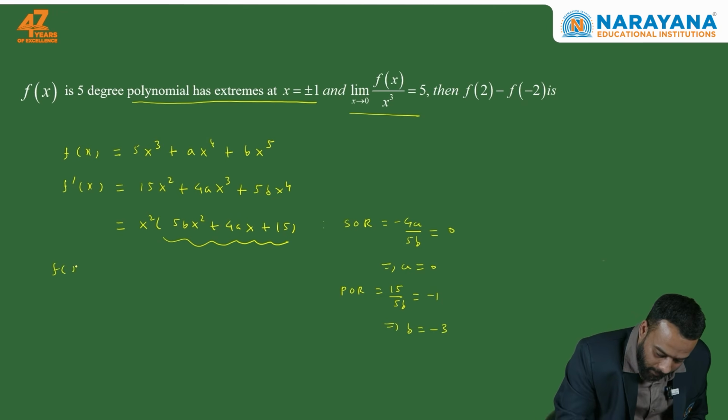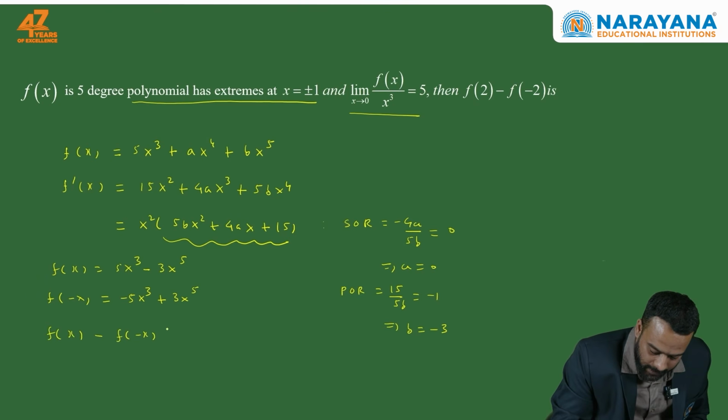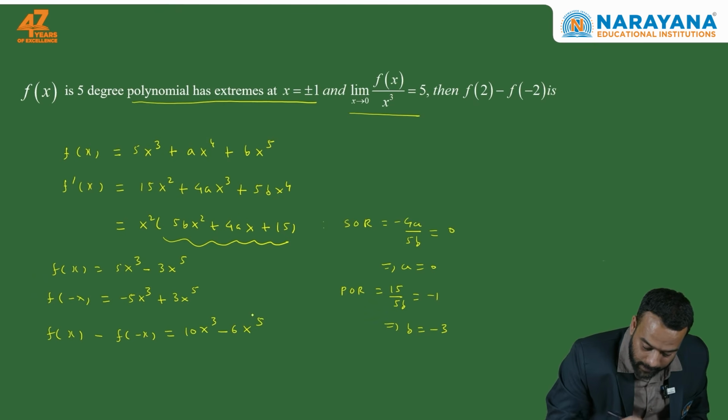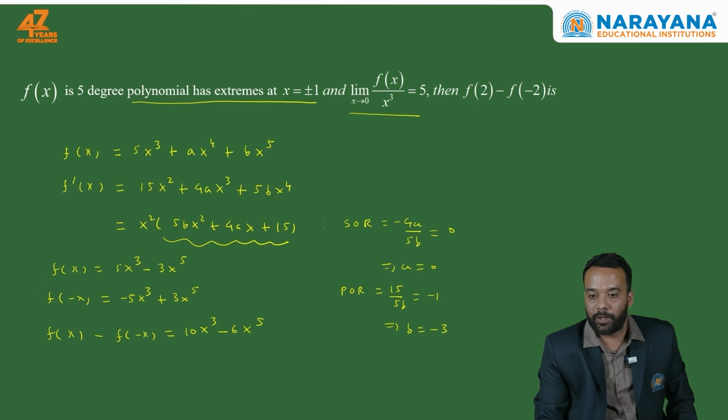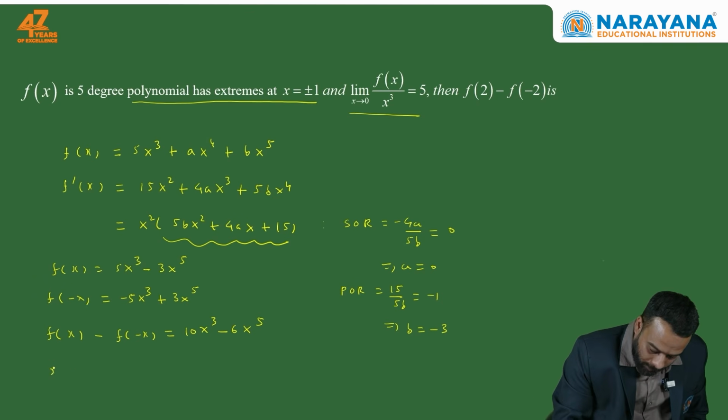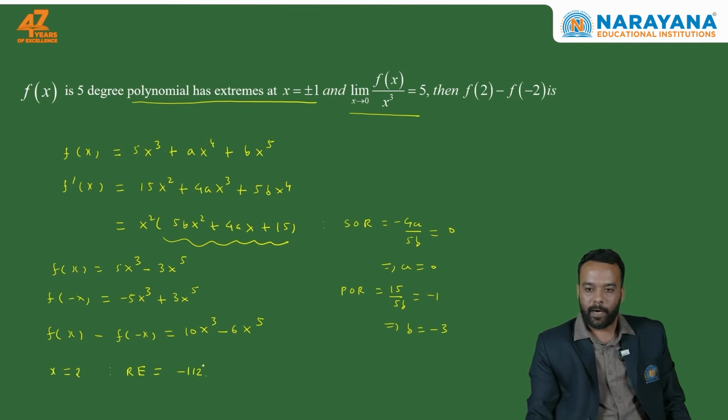So now our f of x is going to become 5x power 3 minus 3x power 5. Therefore, f of minus x will become minus 5x cube plus 3x power 5. Therefore, f of x minus f of minus x will give you 10x power 3 minus 6x power 5. Now they want us to evaluate the expression f of 2 minus f of minus 2. So I have to simply put x as 2, and our required expression will come out to be minus 112. All right, guys.